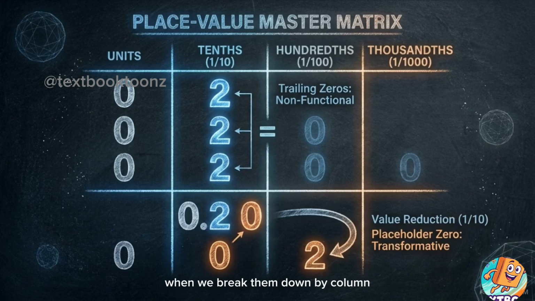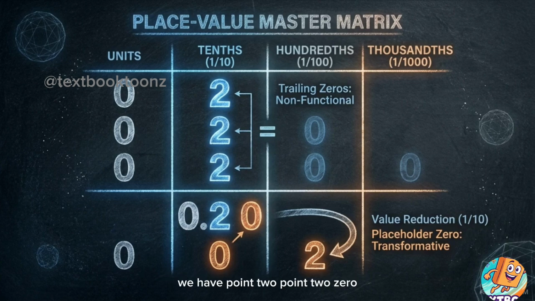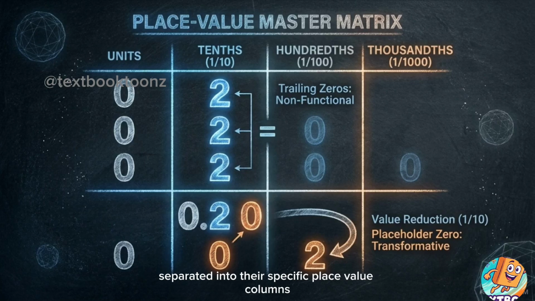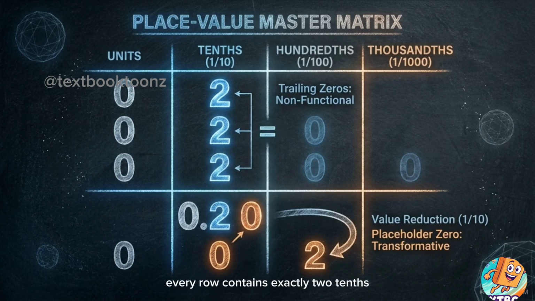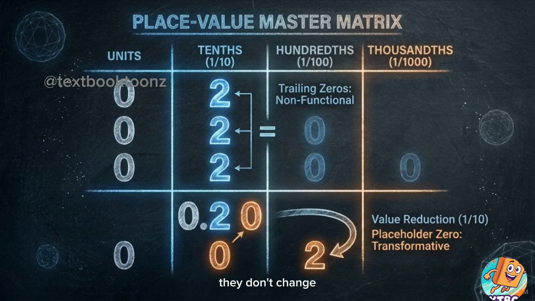When we break them down by column using a place value master matrix, we can see exactly what these numbers hold. We have 0.2, 0.20, and 0.200 stacked vertically, separated into their specific place value columns. Every row contains exactly 2/10. Those trailing zeros on the far right have no weight. They don't change the fact that the core quantity remains identical across all three numbers.